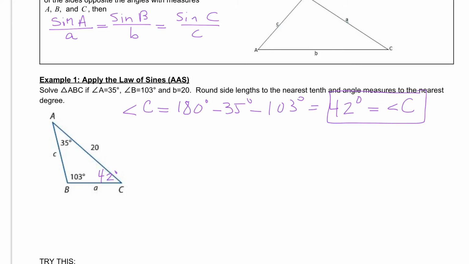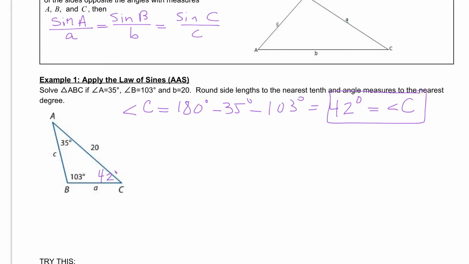Next, what we have to find that's missing is little c and little a. You can solve either one of these now. It doesn't matter the order. I'm going to go with little a right now. To find little a, I'm going to use the angle and the side that I already have. So notice angle B and side B. I have both of those, so I'm going to use those to find little a.